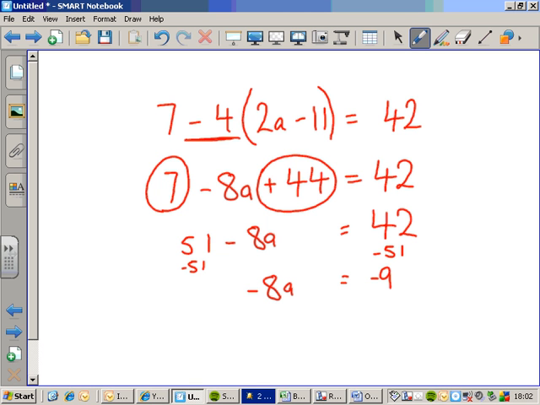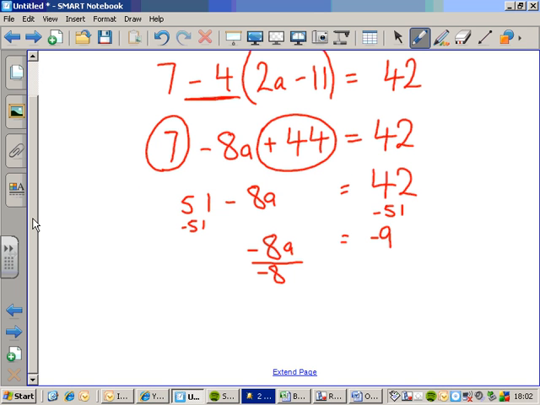Okay, well, I know what minus 8 lots of a is. The question is, what do I divide minus 8 by to get 1? Well, anytime you want to get 1, you divide something by itself, don't you? So won't minus 8 divided by minus 8 be 1? Because I'm thinking about it, 8 divided by 8 is 1, isn't it? And when you divide two negatives, you get a positive answer. So I reckon minus 8a divided by minus 8 will give me 1 lot of a. And if I divide the other side by minus 8, what do I get?